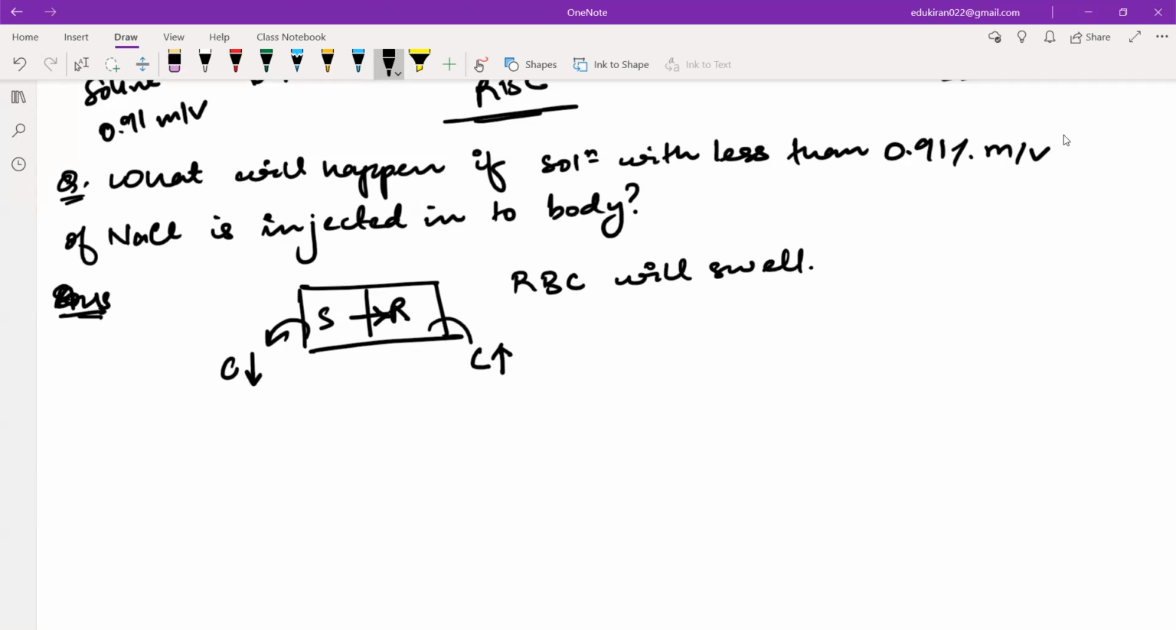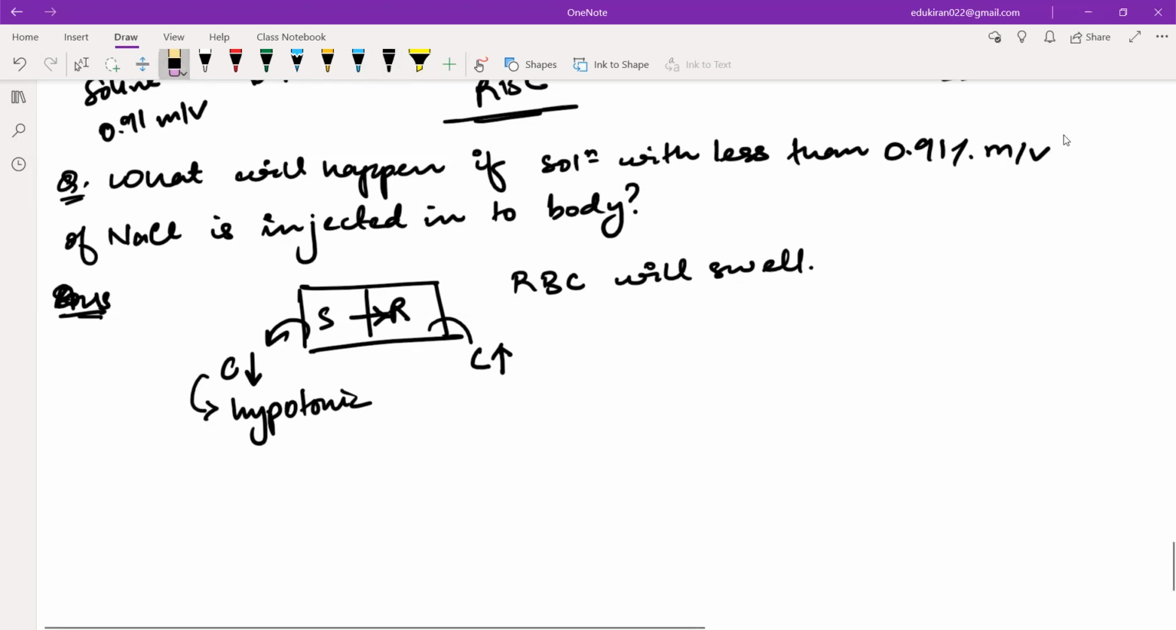Is that clear? Acha, what will happen if the concentration is lower, right? The concentration is lower here, right? And the concentration is higher here. Now, if the concentration of this is lower, that means it is hypotonic, right? It is hypotonic. And if the concentration will be more, then it will be what? It will be hypertonic. Okay.